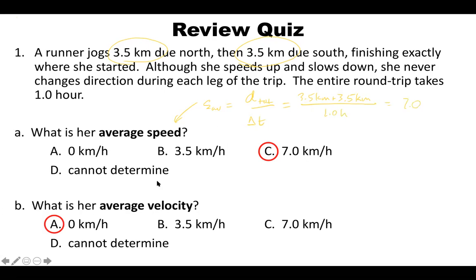So it looks like the average speed of the runner is 7 kilometers per hour.